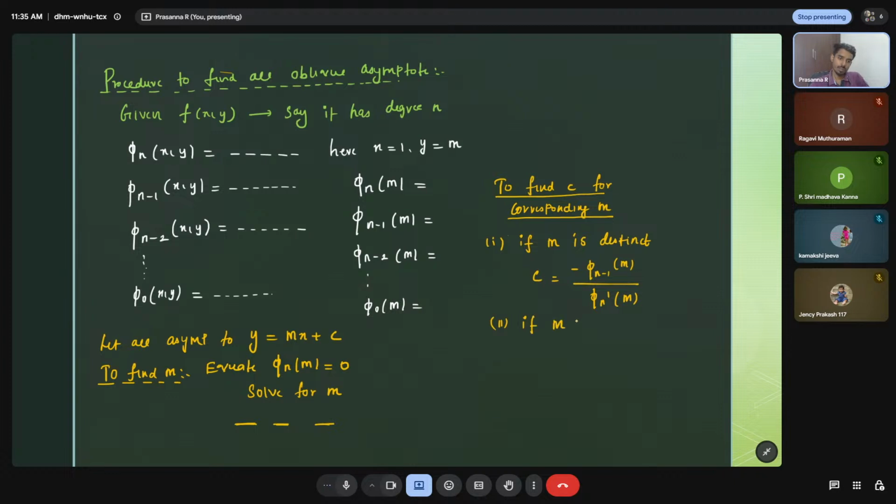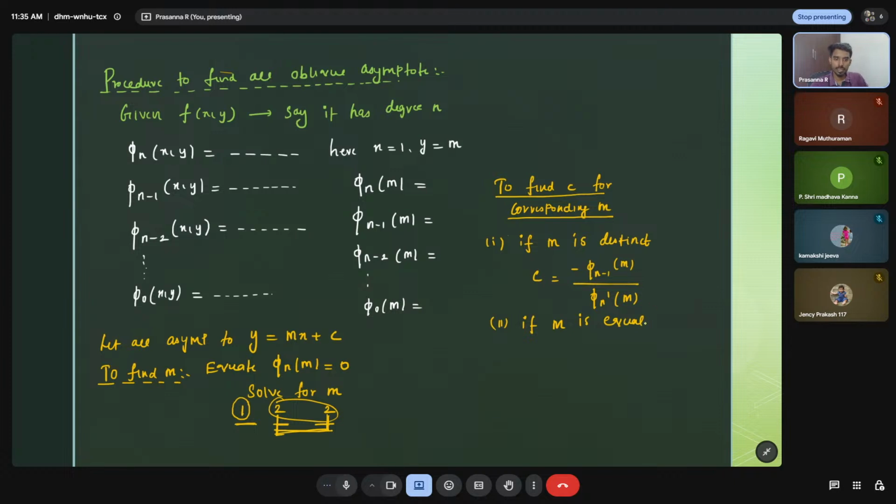If m has equal roots, that means let us say you are getting a cubic equation and the roots are 1, 2, 2. For the root 1, the corresponding c can be found using the previous formula because there is only one such root. And for the 2 and 2, they are equal roots, and for this m the corresponding c should be found using a different formula.